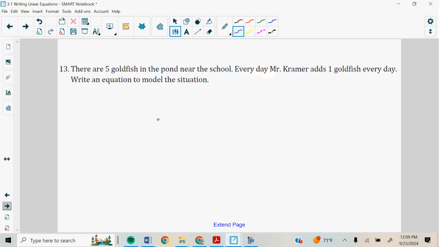And there are 5 goldfish in the pond near the school. Every day, Mr. Kramer adds 1 goldfish. Oh, every day. There we go. Write an equation to model the situation. So y equals, okay, he's adding 1 every day. So that's going to be 1x or just x. And there's already 5. So he's adding it to the 5 that are there.